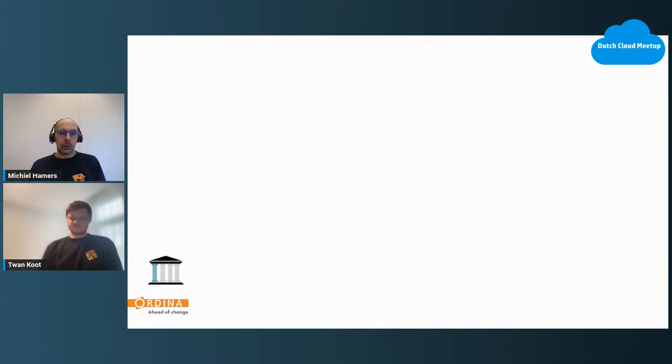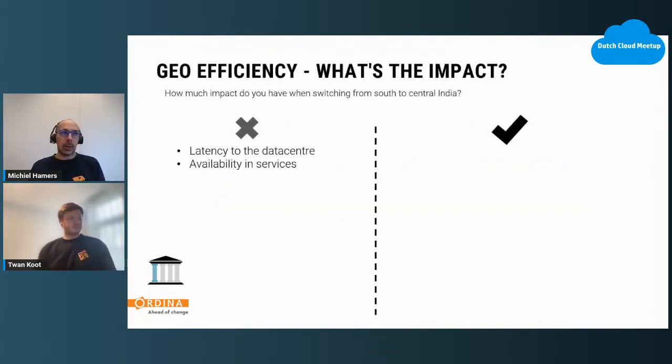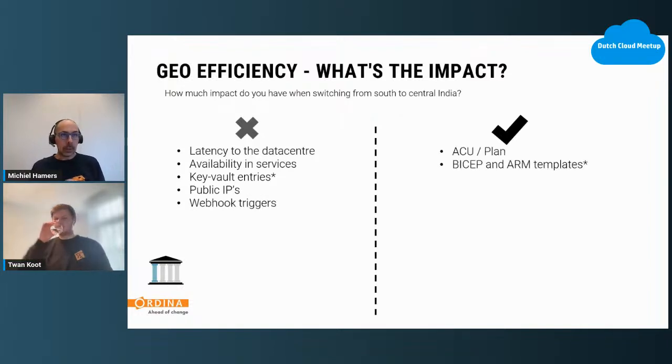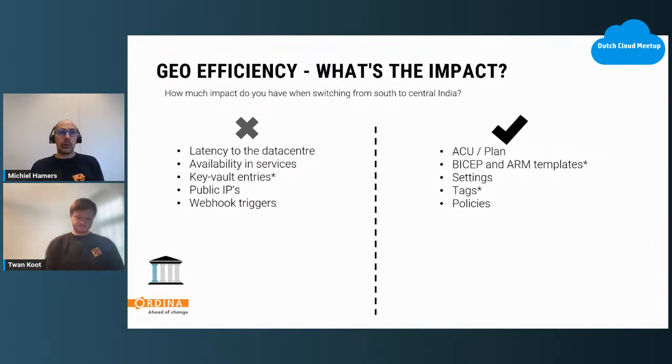And that leads us to the what's-the-impact part of the Geo Efficiency pillar, because of the things you need to keep in mind when switching from, in this case, South to Central India, but it's really a general idea of switching from one data center to another. It's the latency to the data center and the availability of services. The Key Vault entries are also not easily transferred. It's not impossible, but it's not easy.